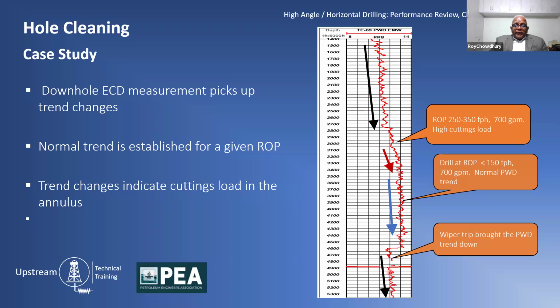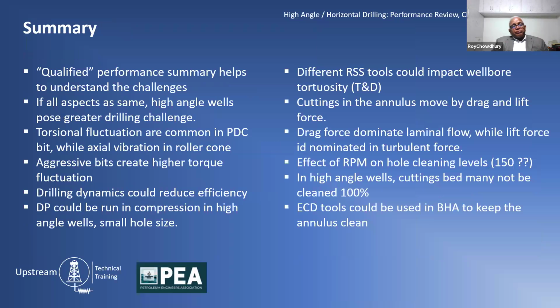Here we conducted a wiper trip. As soon as we conducted a wiper trip, the cuttings load in the annulus was out of the hole. So obviously this line has come much straighter compared to what we had here. I hope it is all making sense for you all. Now, I would like to leave the last few minutes for some questions, and before that, I will summarize.